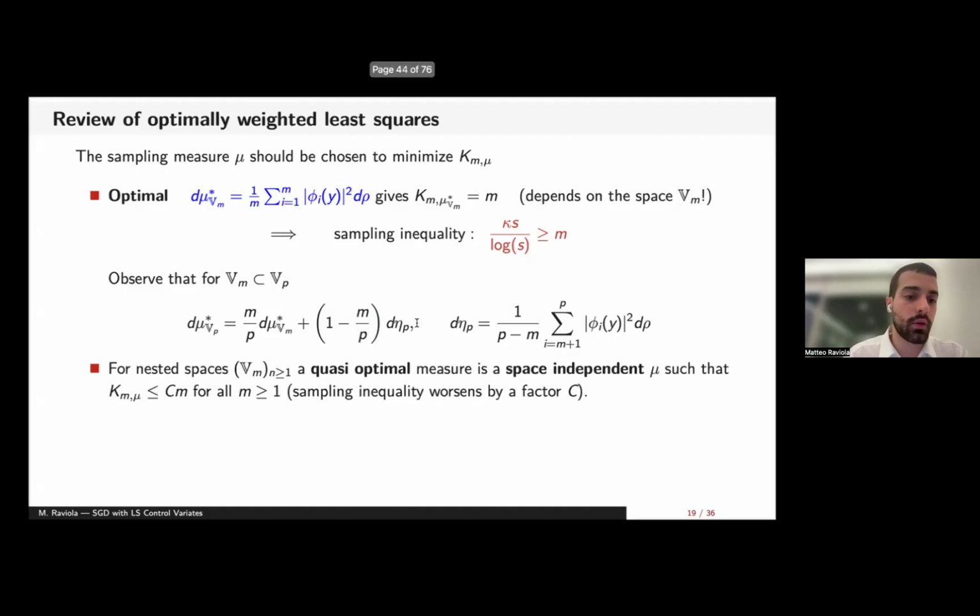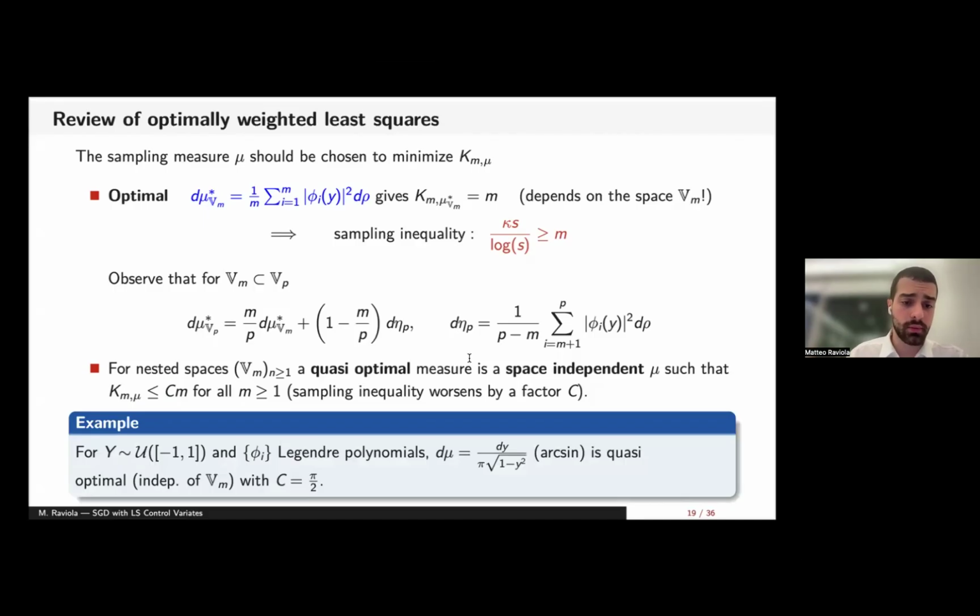Right, and then we also have the notion of a quasi-optimal measure. If we consider a sequence of nested spaces Vm, a quasi-optimal measure is a measure mu, which is space independent, and such that we have almost the best scaling, up to a constant c, of this constant k of m and mu for all m. So the sampling inequality worsens by a factor c, but the scaling with m remains linear.